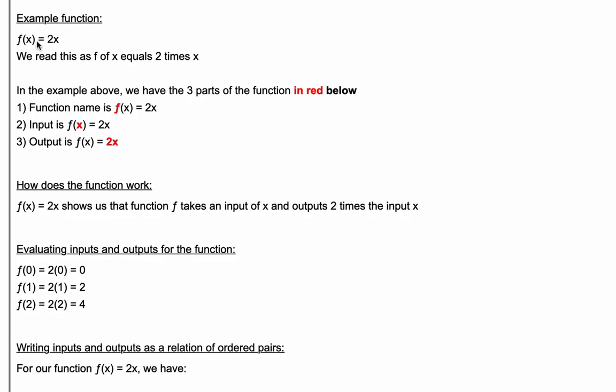F of x equals 2x. We read this as f of x equals 2 times x or 2x. What's going on here using the three parts of a function in red is this. F is the function name. This could be g, this could be h, but standard notation usually uses f for function. The second part, the input, is the x here inside the parentheses. And the third part of the function is the output. So when you put something in for x, the input, you're going to get something out, the output, as you run it through the function.